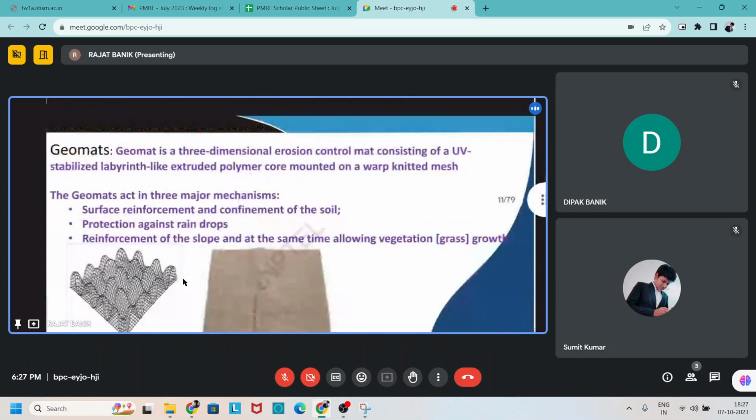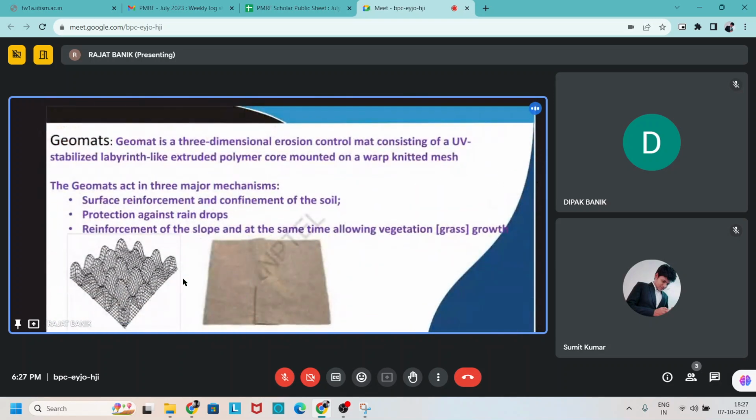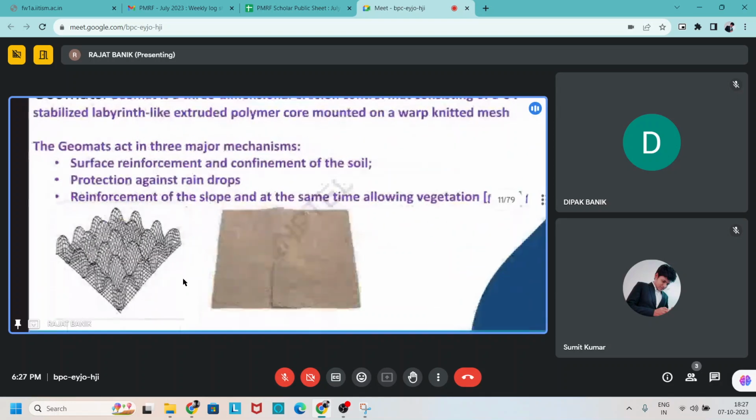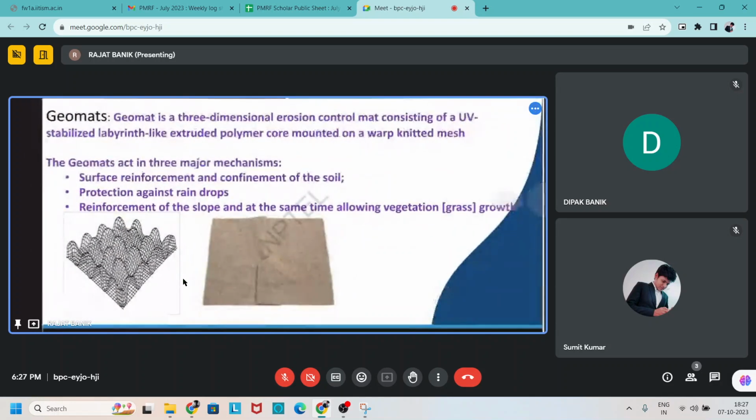Then geomats. A geomat is a three-dimensional erosion control mat consisting of a UV-stabilized labyrinth-like extruded polymer core mounted on a rough knitted mesh. These are the materials used to create geomats. Geomats are mostly used to control erosion, and they are three-dimensional, 3D in nature. You can see in the figure also, it is a three-dimensional mat mostly used for controlling erosion.